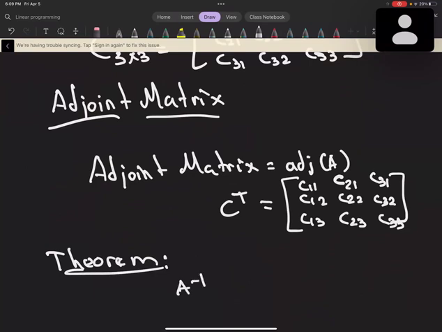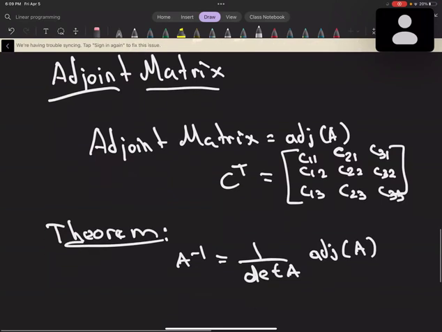Finally, this is a theorem. A inverse is 1 over the determinant of A times the adjoint of A. Okay, that's the inverse matrix. So to find the inverse matrix, we need to find the determinant, and then given A, find the cofactor 1,1, cofactor 2,1, cofactor 3,1, and put it in this form. So this is the adjoint matrix of A.